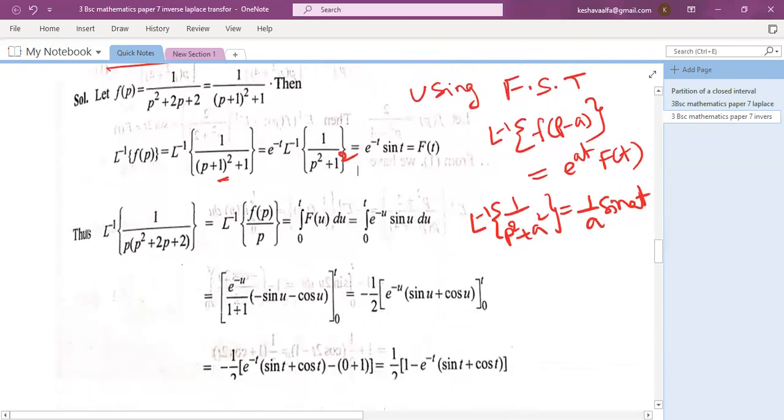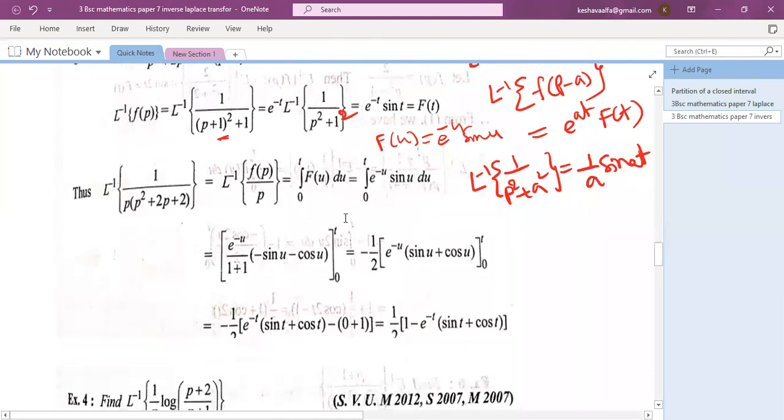Then what is the division by p? That is L inverse of 1 by p into (p square plus 2p plus 2). That is L inverse of f of p by p is integral 0 to t f of u du. So f of t is e power minus t sin t. Then f of u is, just changing the variable, e power minus u sin u. So integral 0 to t e power minus u sin u du.